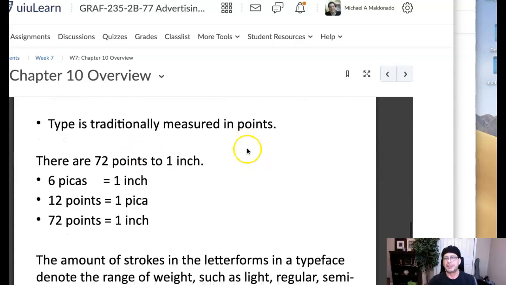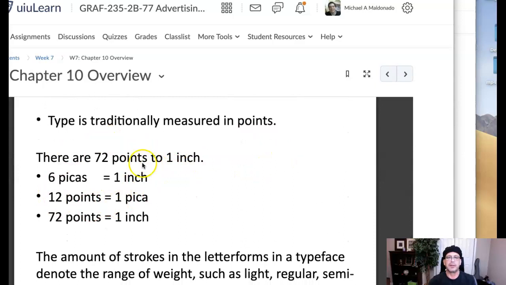Type is traditionally measured in points. So this is important, guys. Now, this is the measuring system for type, and it was created to create some consistencies in presentation and measurement of type. Okay. It's important at this point to note that the United States is really the only country in the world that uses inches in graphic design. Everyone else uses points and picas, the entire world. For that reason, I find it very, very important to encourage you to learn picas and points as opposed to inches.